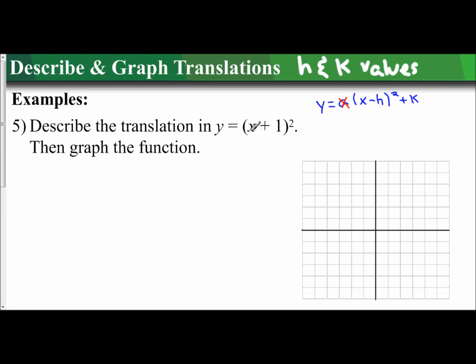So if I look at y equals x plus 1 squared, I don't have anything added or subtracted on the outside, so really it's a plus 0. So I can see that my k value is 0. I then want to find my h value. Well, the general form says x minus h. So what number do I subtract to make this a positive 1? You are subtracting a negative 1. So you have an h value of negative 1. So the translation that occurs: there's no vertical movement, but the graph goes left 1 unit, since h is negative.